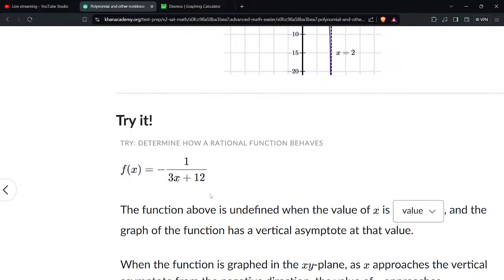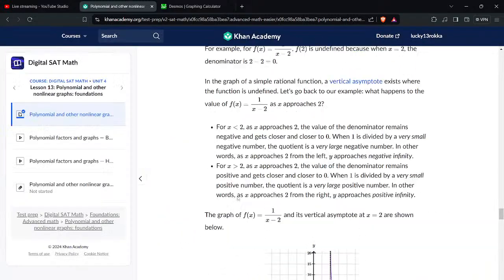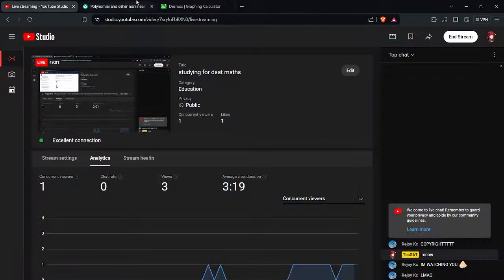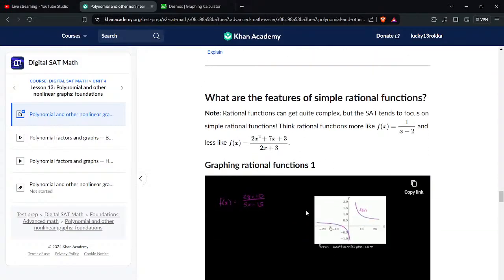What the fuck? This is boring. This is so boring.